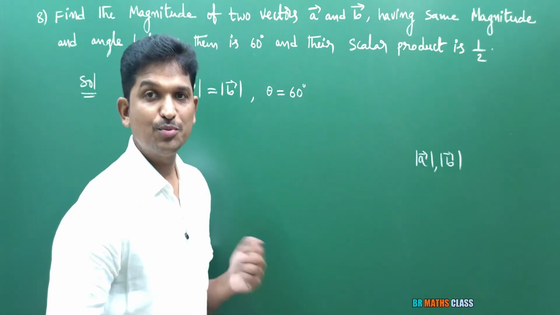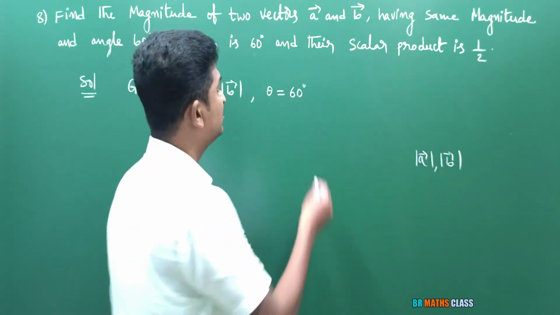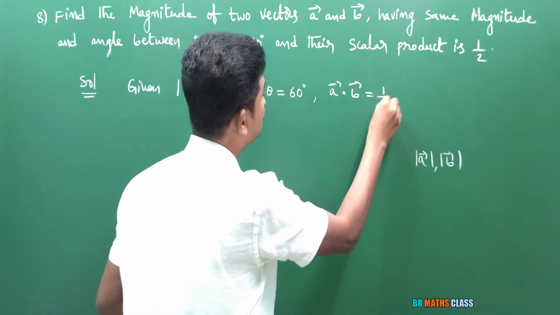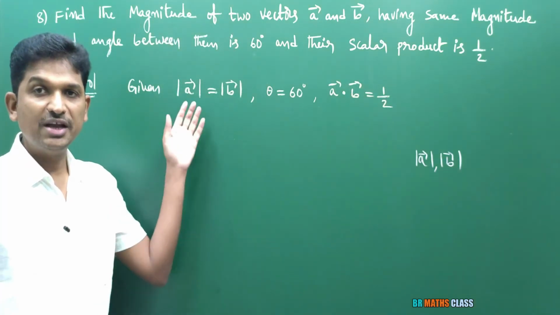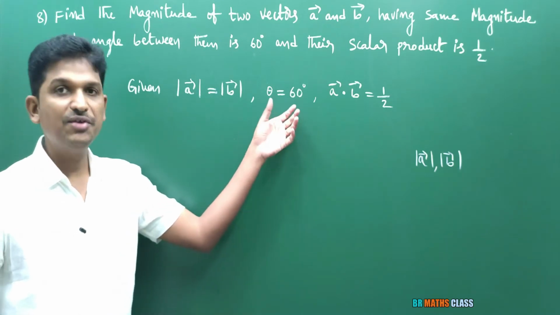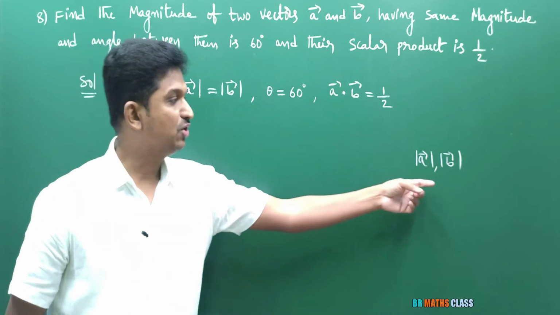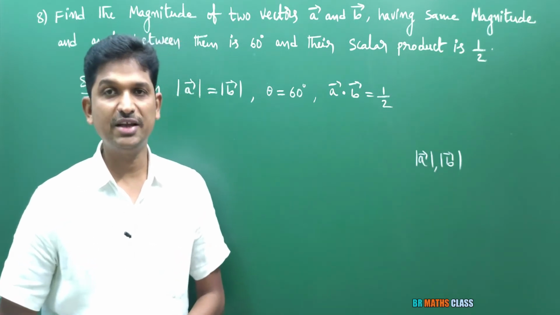We know that the dot product is also known as the scalar product. They have given that A bar dot B bar is 1 by 2. So the given information is: magnitude of A bar equals magnitude of B bar, the angle between them is 60 degrees, and their dot product is 1 by 2. We need to calculate the magnitude of A bar as well as the magnitude of B bar.